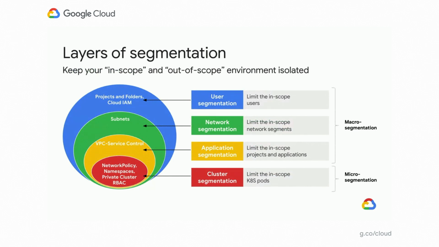So let's pivot to segmentation. There are two types of segmentation. The first one is macro segmentation. These are things that you do inside or outside the cluster. So you segment the users, networks, and applications using different Google Cloud features and tools. This really helps you set aside the scope of the audit. And then we have microsegmentation. These are things that you do inside the cluster. So let's double click on that a little bit.